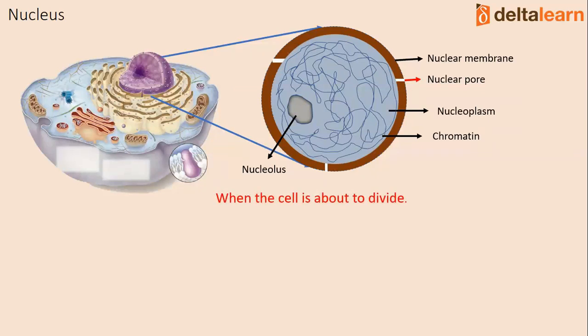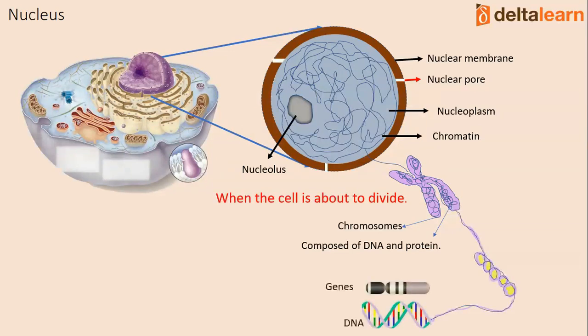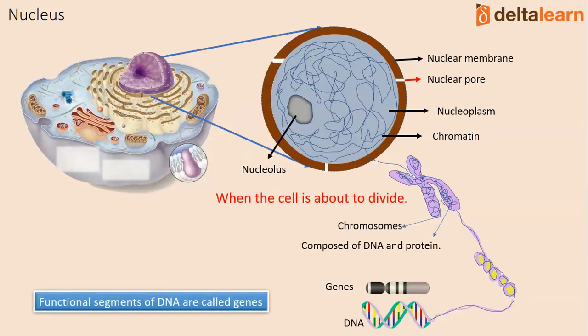Whenever the cell is about to divide, the chromatin material gets organized into rod-shaped structures called chromosomes. Chromosomes are composed of DNA and protein. DNA molecules contain the information necessary for constructing and organizing cells, in the form of double helix shape with its functional segment called genes.